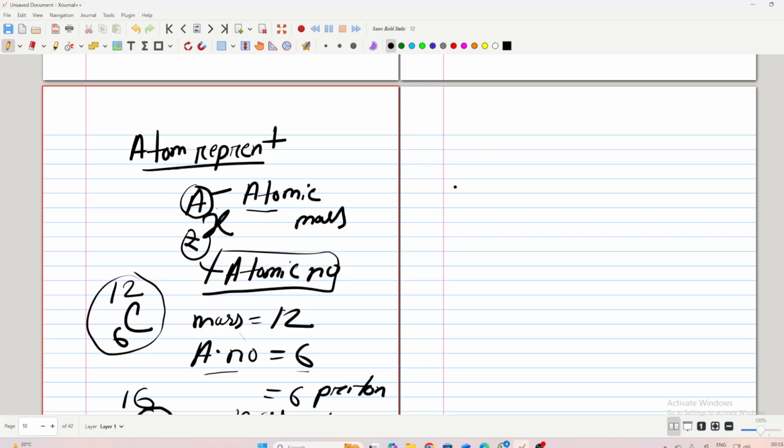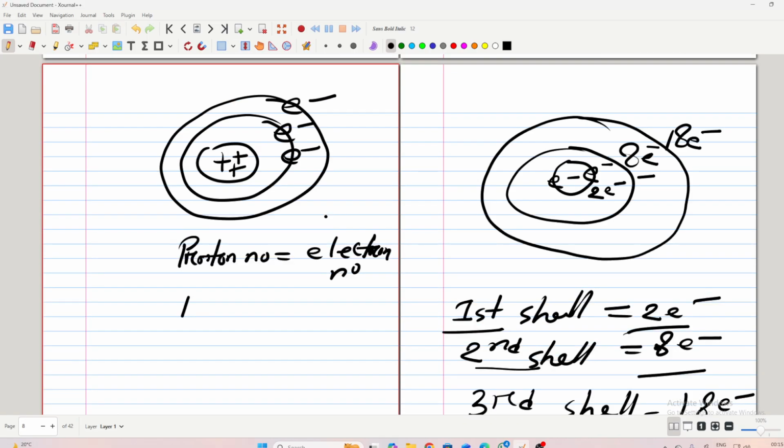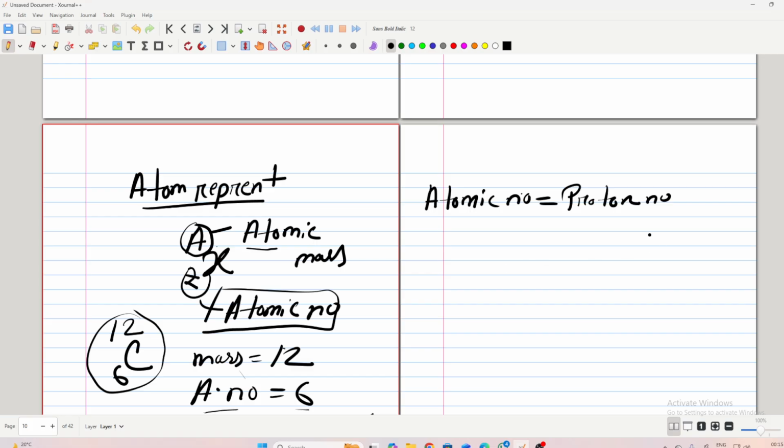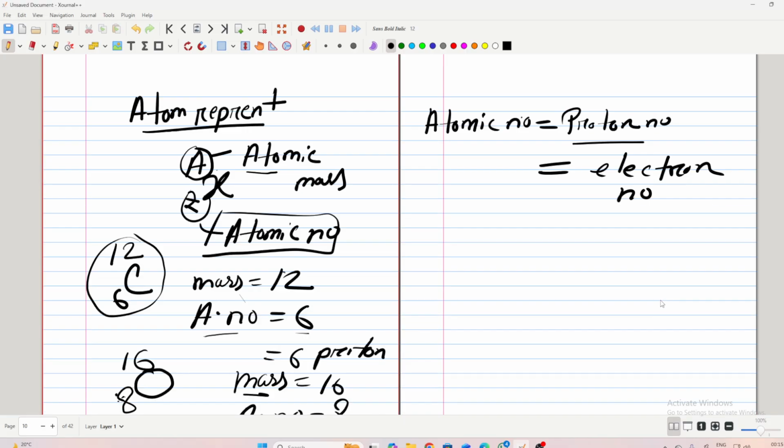As we have already said, we can reach a conclusion: atomic number equals proton number. And we have previously said that proton number equals electron number. So we can say that atomic number equals proton number and equals electron number. This is how we represent an atom.